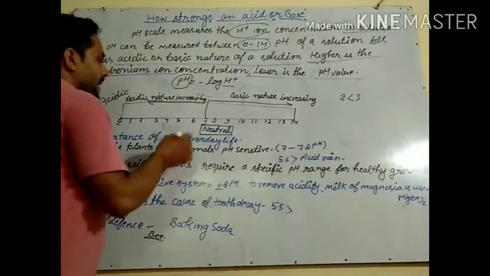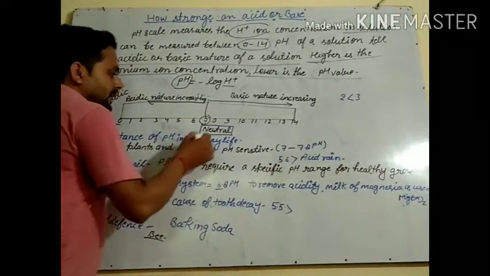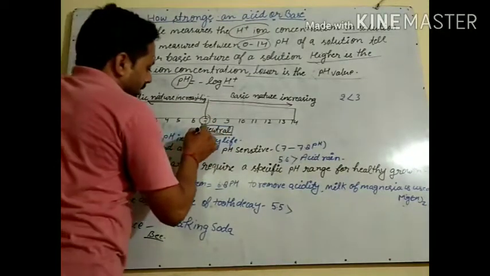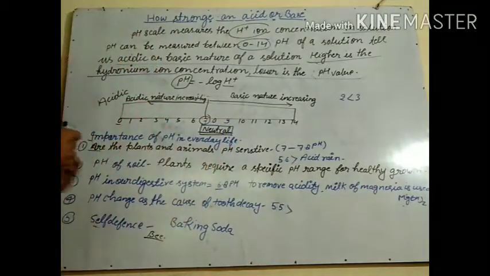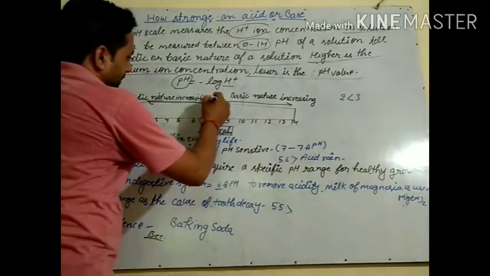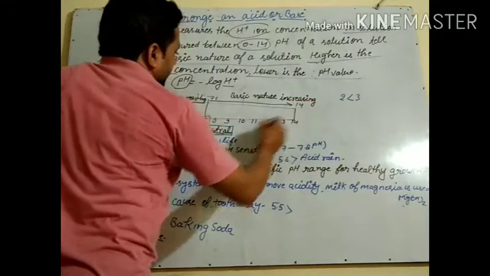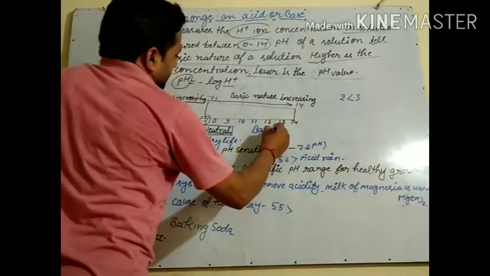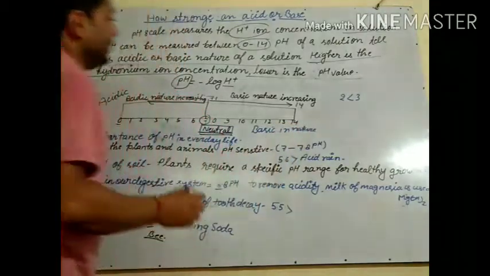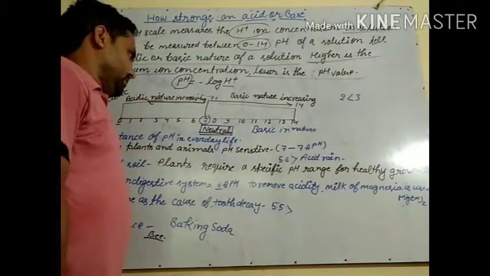If any solution or any substance has pH value 7, that is neutral. What is the nature of that substance? That solution will be neutral. And if a solution has pH value between 7.1 to 14, it is basic in nature. So by knowing the value of pH, we can say acid or base.